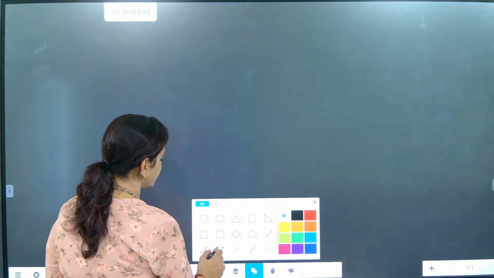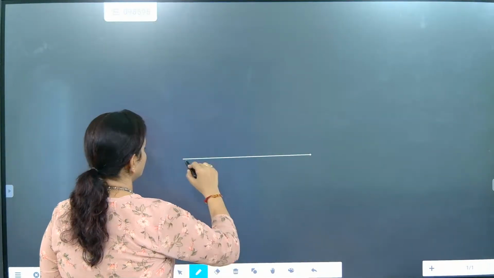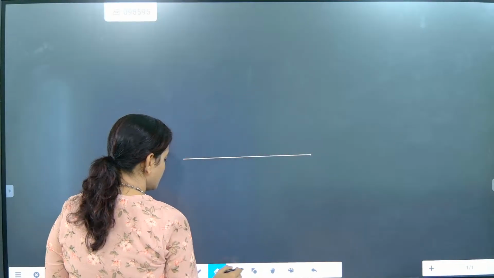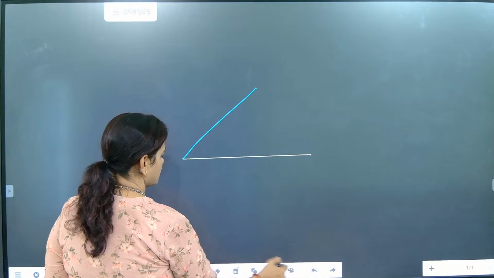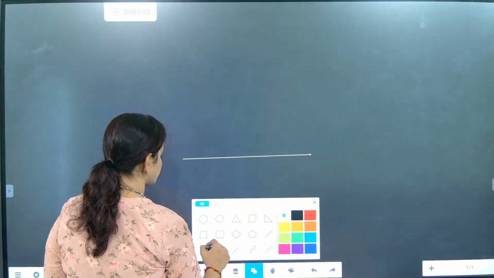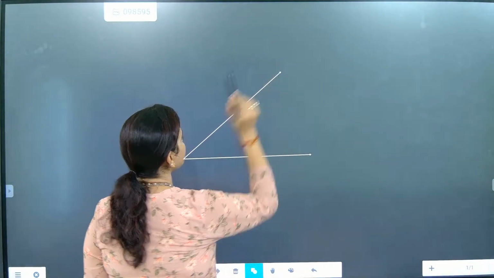So first we are going to draw. So this is exactly called an acute angle.